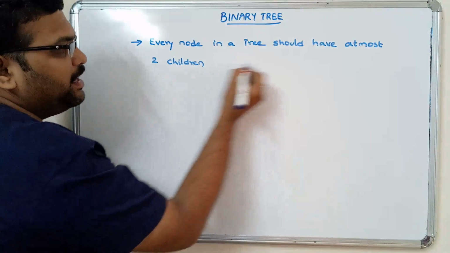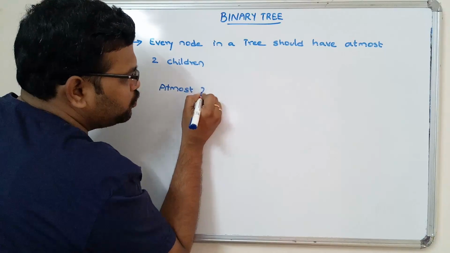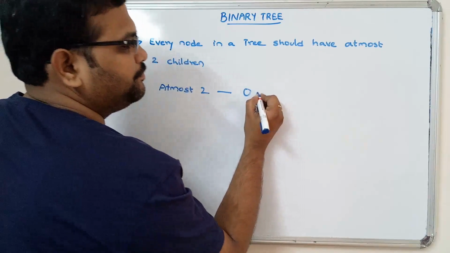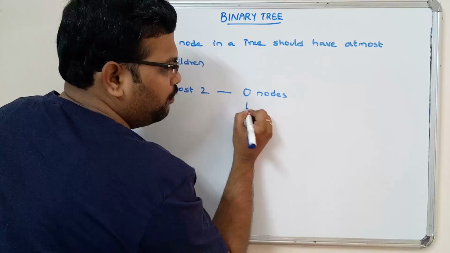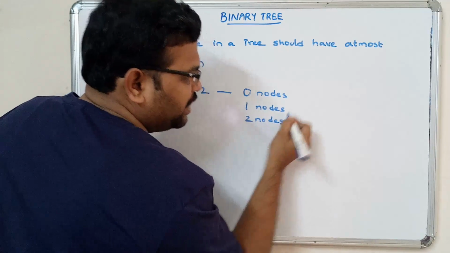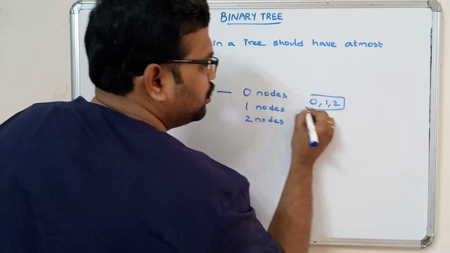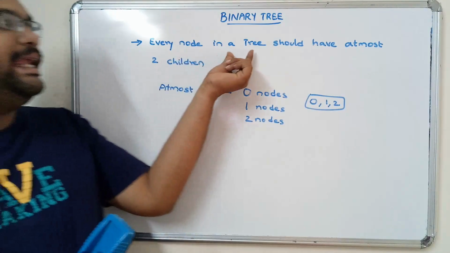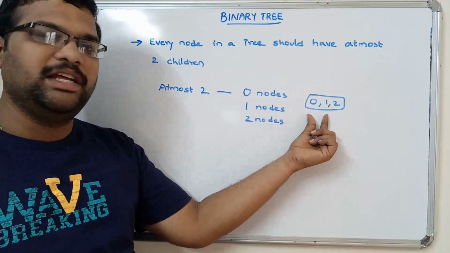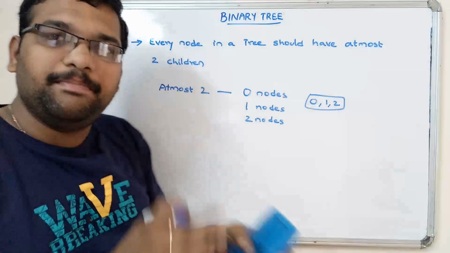So see, at most 2 means a node can have 0 children, or 1 child, or 2 children. So that means 0, 1 or 2. If every node in a tree has either 0 or 1 or 2 children, that particular tree is called a binary tree.